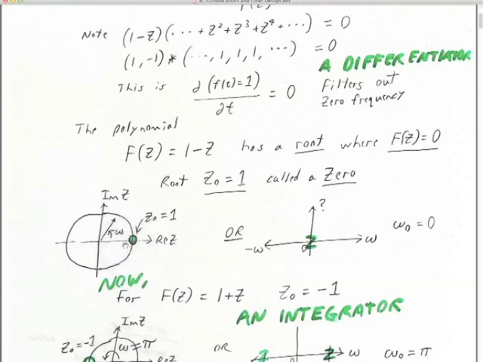And what frequency is that at? Well, the frequency is really the angle from the real axis, and it's on the real axis, so it's at frequency 0. Okay, so I'll call this root a 0 because it's where the polynomial goes to 0. And maybe it's starting to make sense that a 0, a root of a polynomial as a filter, is going to zero out the energy that comes through that filter at that frequency.